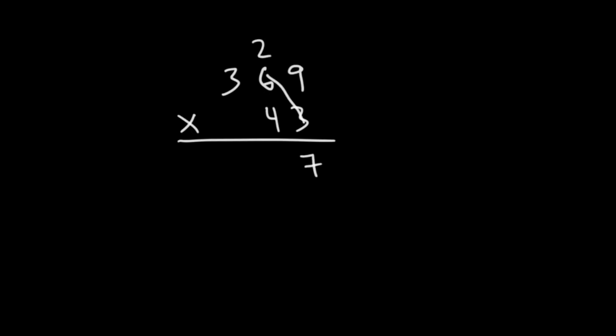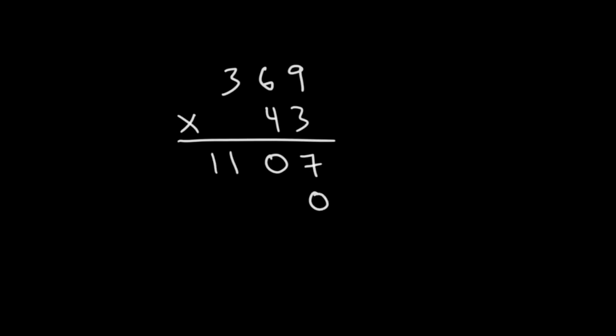Let's try a more challenging example. Let's multiply 369 by 43. Go ahead and work on that. So we have 3 times 9, which is 27. So we'll write the 7, carry over the 2. 3 times 6 is 18, plus 2, that's 20. So we'll write the 0, carry over the 2. 3 times 3 is 9, plus 2, that's 11.